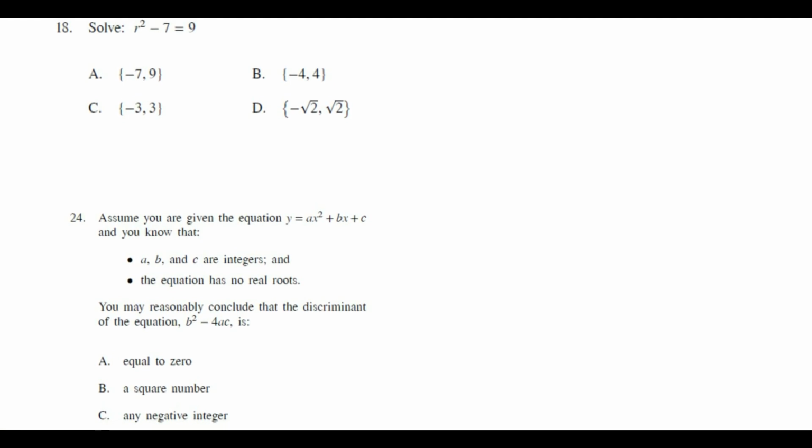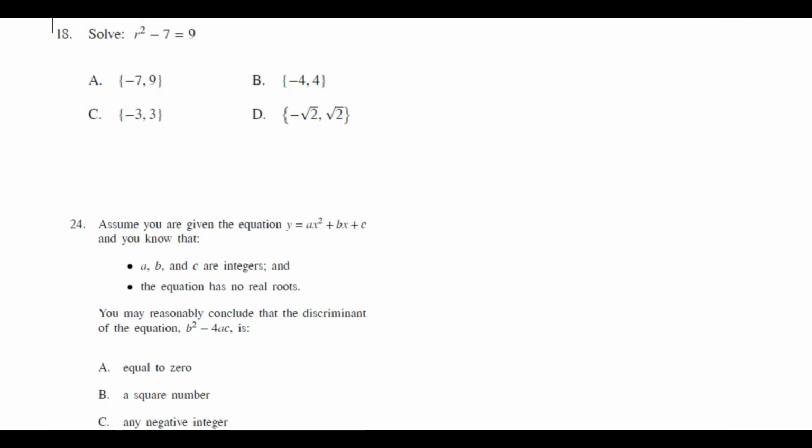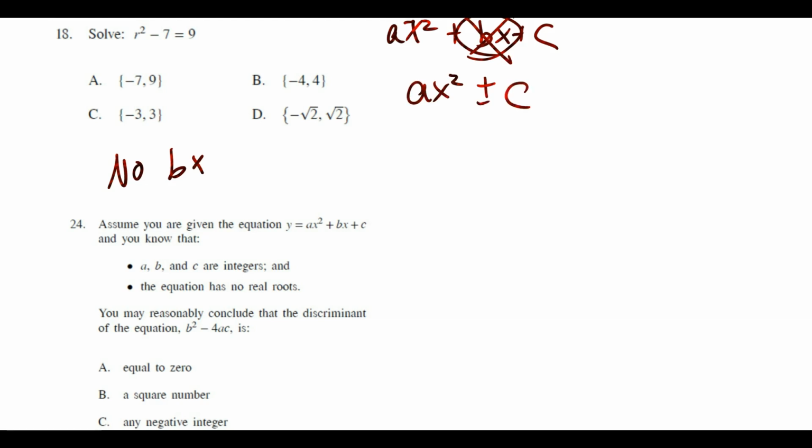All right, looking at the next problem. This screen needs to be smaller. Another issue that I kept seeing is that when there is no bx, that means you have ax squared, this is the original form, plus bx plus c. Well, we're missing bx. It's gone. So you got ax squared plus or minus c. And that's what we have right here, because we have r squared minus 7 is equal to 9.